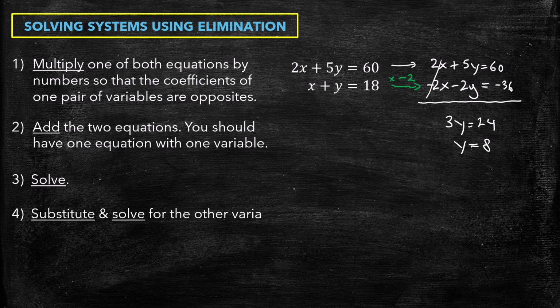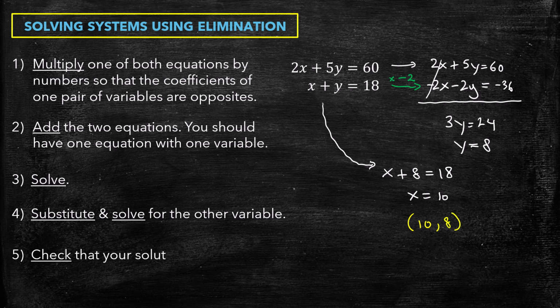And then we are going to substitute and solve for the other variable. So which equation should we use? It's better to go back and use the untouched equation in case you made a mistake when multiplying by -2. So we have x plus y equals 18. So x plus 8 equals 18, which gives us x equals 10. That sounds familiar. Remember 10, 8. It was 10 multiple choice, 8 short answer. And as usual, you would want to check that your solution works, but we already did this in the opening scenario, so I'll leave that to you.